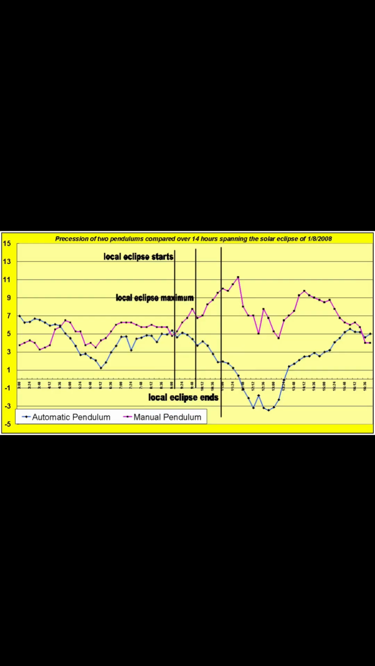So you can see from the start of the eclipse to the maximum, there's not really a lot of divergence. But once you hit that maximum point and move beyond, you can see that the pendulums start behaving very wildly. So it's apparent that the sun and moon, especially when in conjunction, have an impact on the ether field, which imparts some real measurable forces down on Earth.